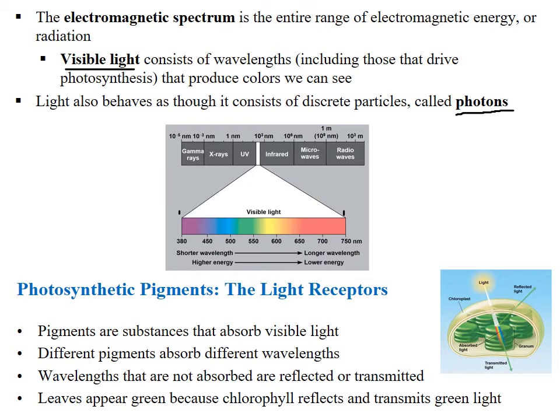The pigments that we're going to be talking about are substances that absorb light, particularly visible light, and each different pigment has the ability to absorb a different wavelength of light. Not every wavelength is absorbed, and any wavelength that is not absorbed is going to be transmitted. The reason that leaves appear green during the summer is because chlorophyll is really good at absorbing all of the other colors of light except the green, and green is then transmitted or reflected back from that pigment.